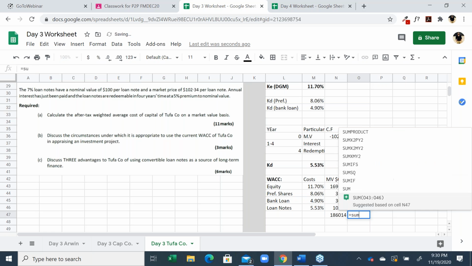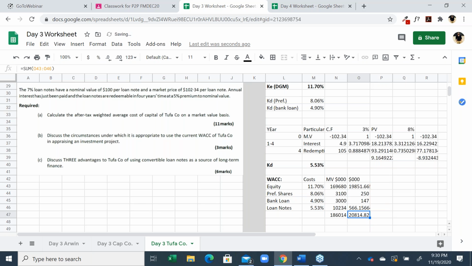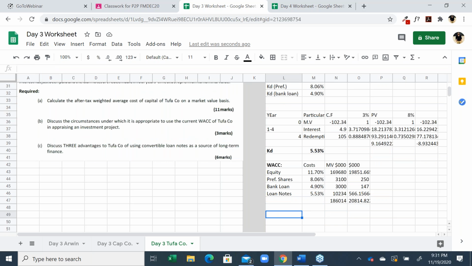And the total that we are paying is $208,104.82 against the total investment value of 186014. So if we need to calculate WACC, we have to divide what we are paying in total against the total value of the investment, and that's the WACC. Just convert it into percentage, 11.19%.